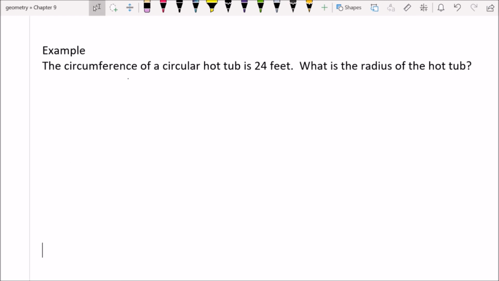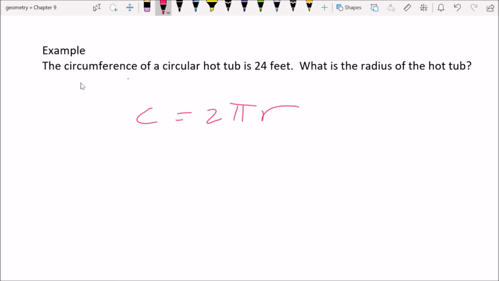Let's look at another example. The circumference of a circular hot tub is 24 feet. What is the radius of the hot tub? I'm going to go back to the main concept of the lesson again, that the circumference is 2 times pi times the radius. And what we're going to do is we're just going to substitute in the values that we know.